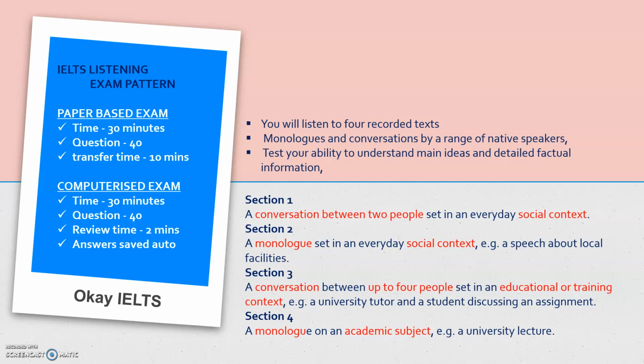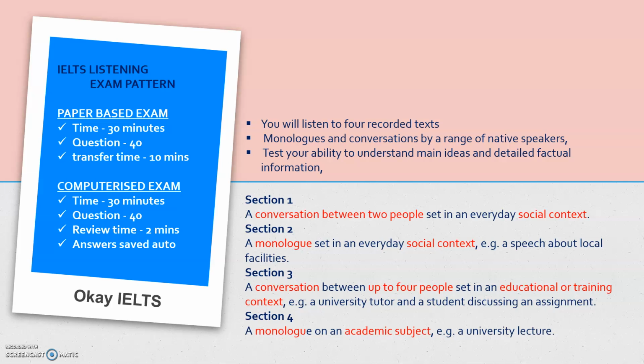Now, section 3. Section 3 involves a conversation between a group of people. So here in section 3 you will always have 2 or more. There are fair chances that you may have 3 people involved, mostly 2 students talking to their professor. It's the most common scenario in section 3 of your IELTS listening. There will be 2 students and a professor or a university lecturer.